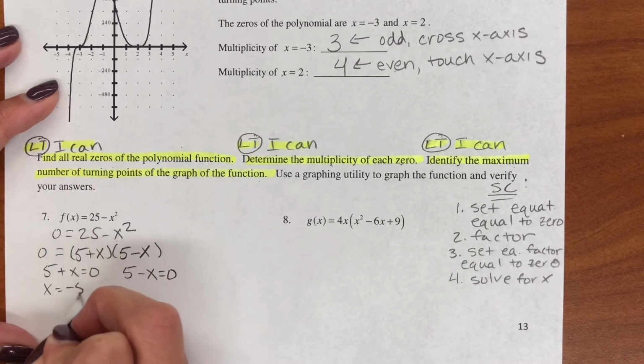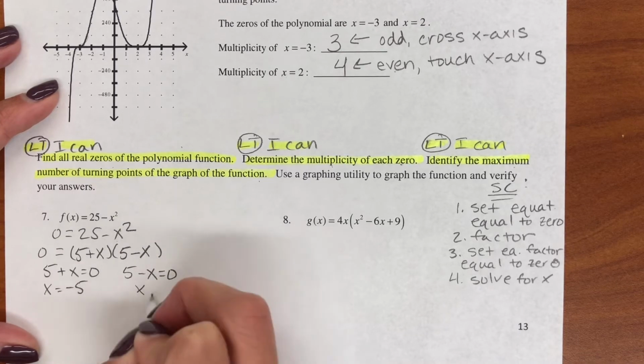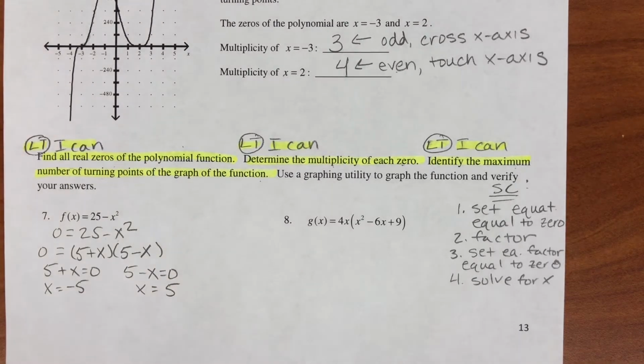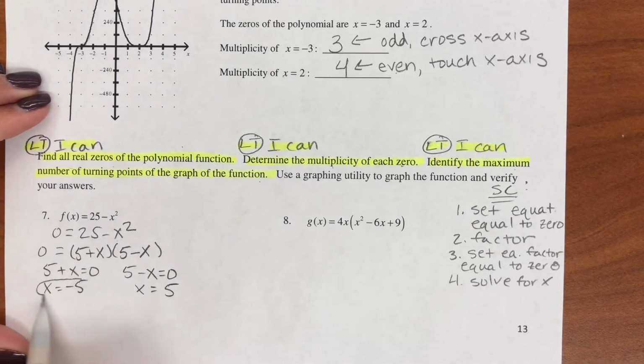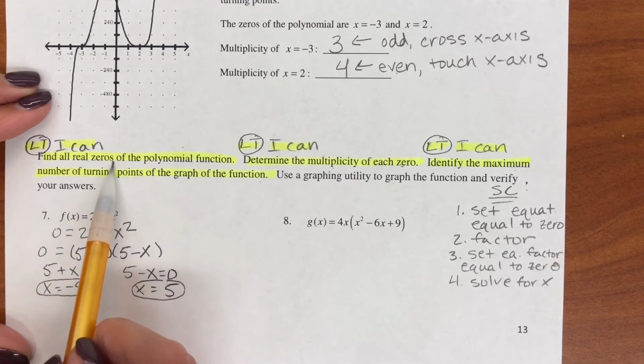So x equals negative 5. And that would be negative 5, carry it over, so positive 5. All right, so there are my zeros. X equals negative 5, x equals 5. So we found the zeros.